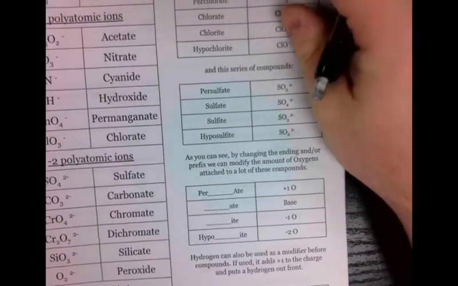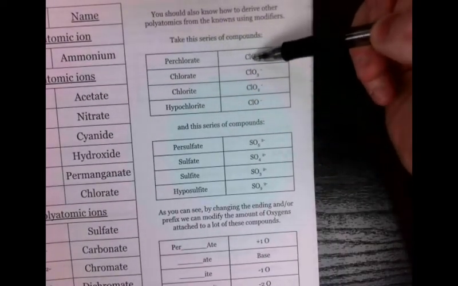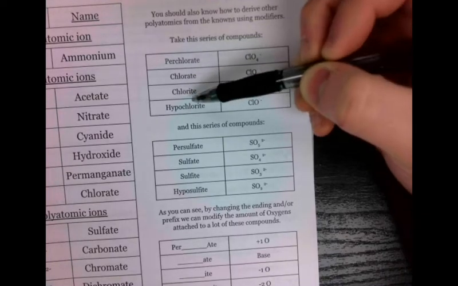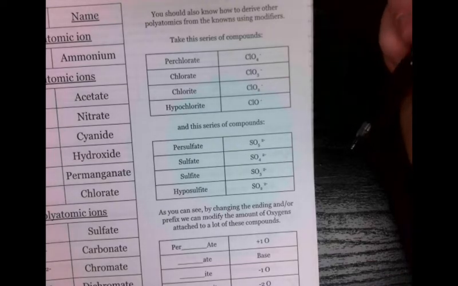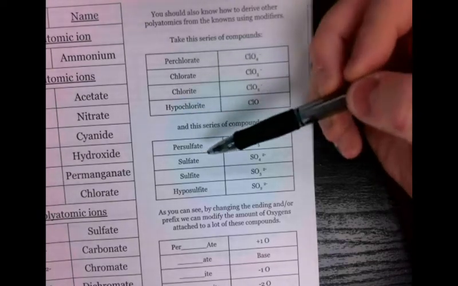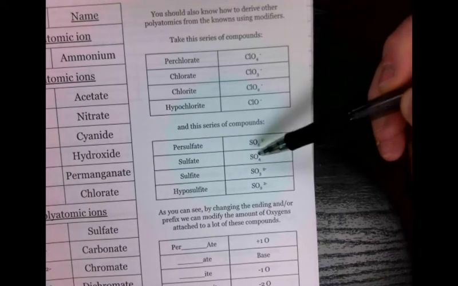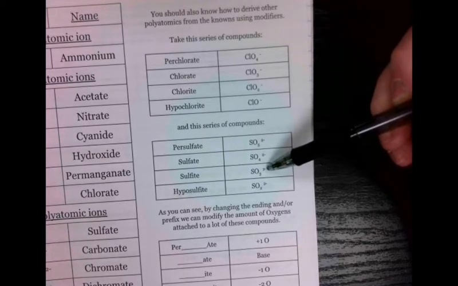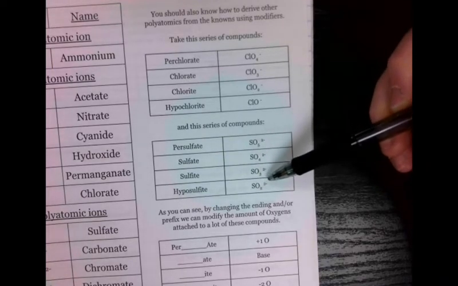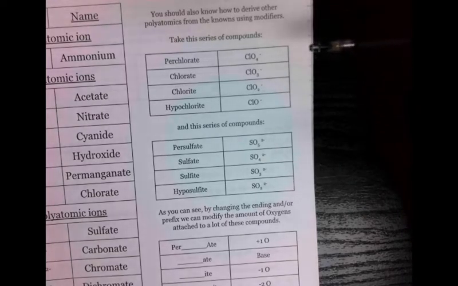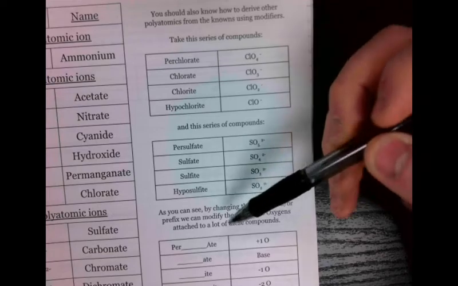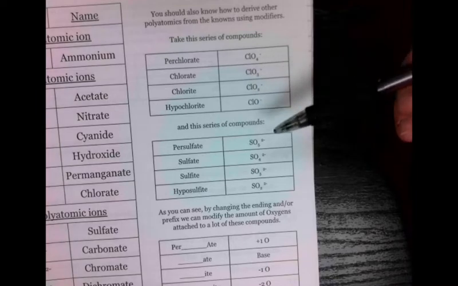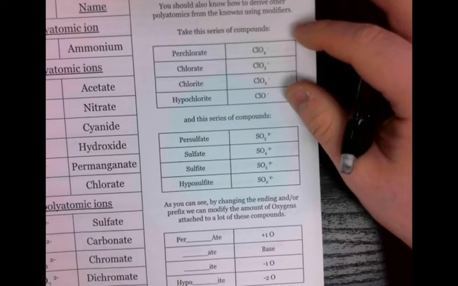There is also perchlorate, which is ClO4 with a -1 charge, chlorite, which is ClO2 with a -1 charge, and hypochlorite, which is ClO with a -1 charge. And just like with chlorate, sulfate, which is normally SO4, there's persulfate, which is SO5 with a -2 charge, sulfite, which is SO3 with a -2 charge, and hyposulfite, which is SO2 with a -2 charge. So what this means is that by changing the prefixes or the suffixes, the beginning or the ending of these words, or sometimes both, we can modify the amount of oxygens that are attached to a compound.